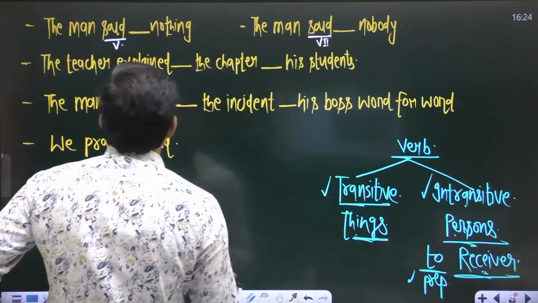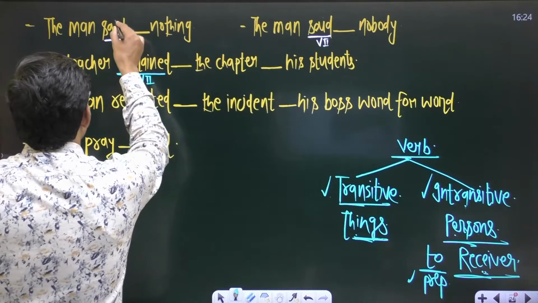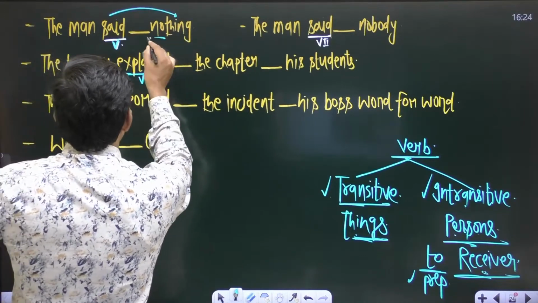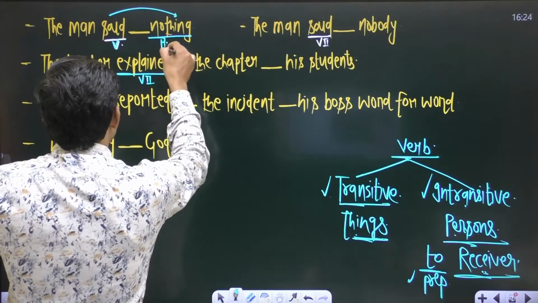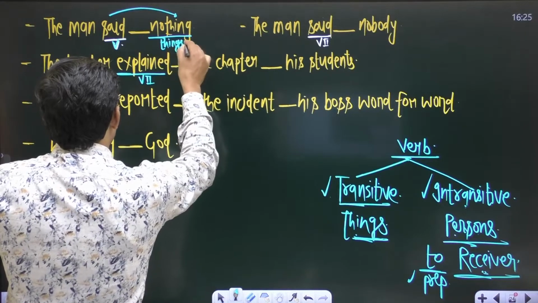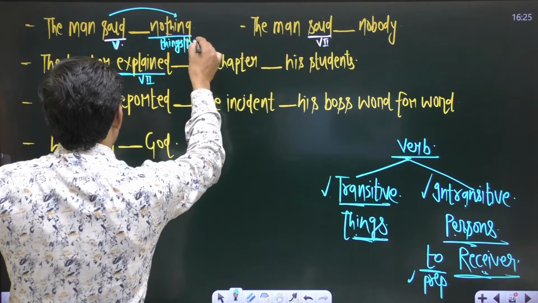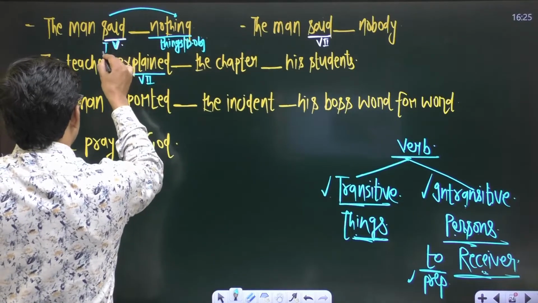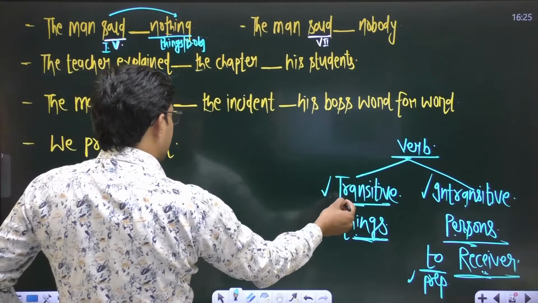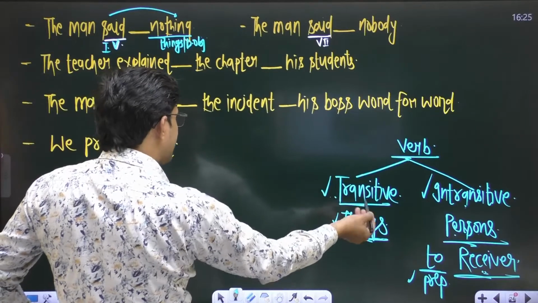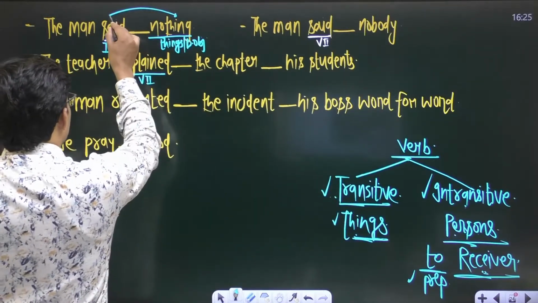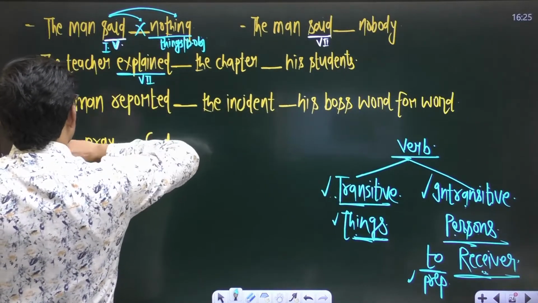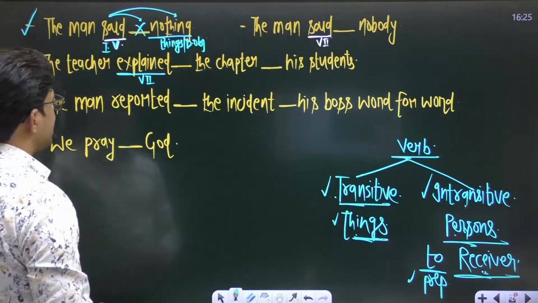In the first sentence, this verb said, and you have an object. This word nothing denotes things, and an object which denotes things is always a direct object. In case of things, the verb will become transitive, and transitive verbs don't demand any preposition. So the sentence will be like, the man said nothing.